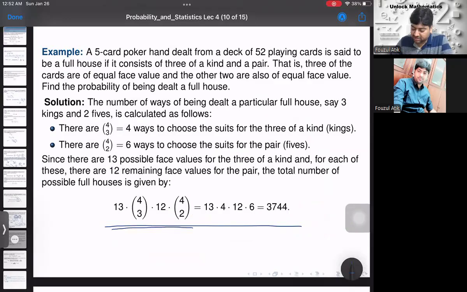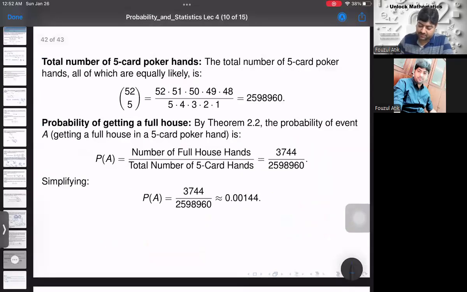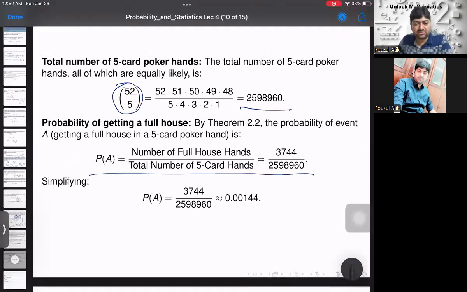13 into 4C3 into 12 into 4C2. So this many full houses are there. And how many total selections are possible? 52C5 ways. Then the probability of getting a full house is this divided by this, which is a very small probability. I hope you understand that.